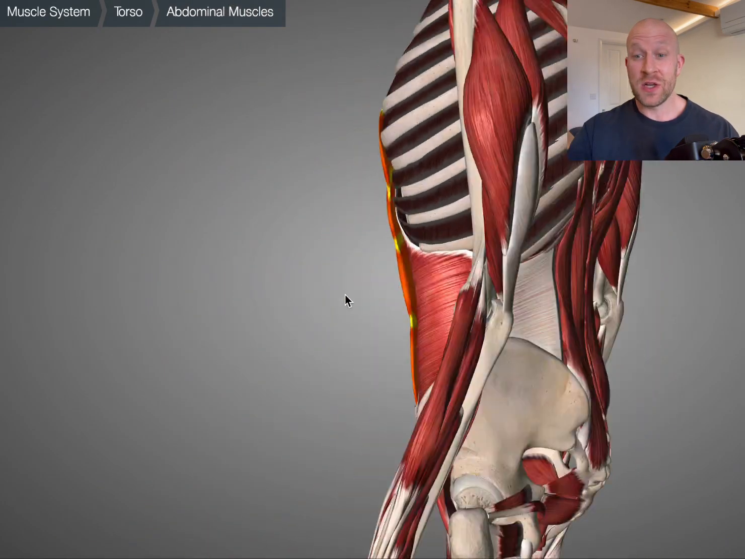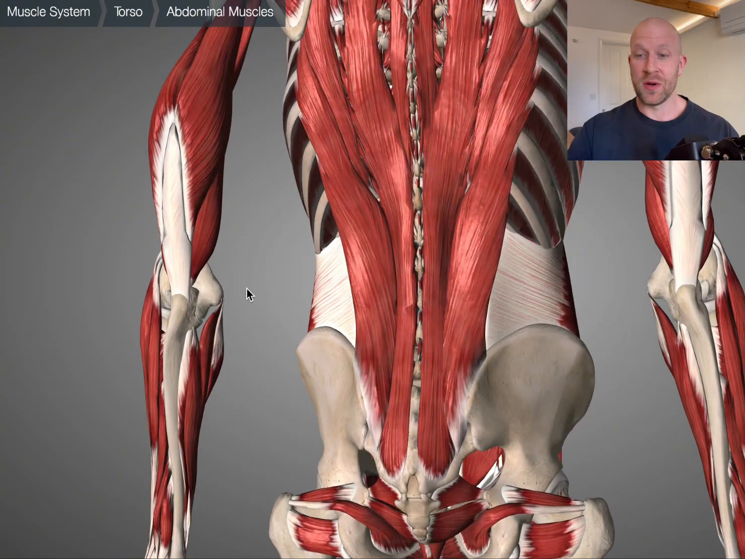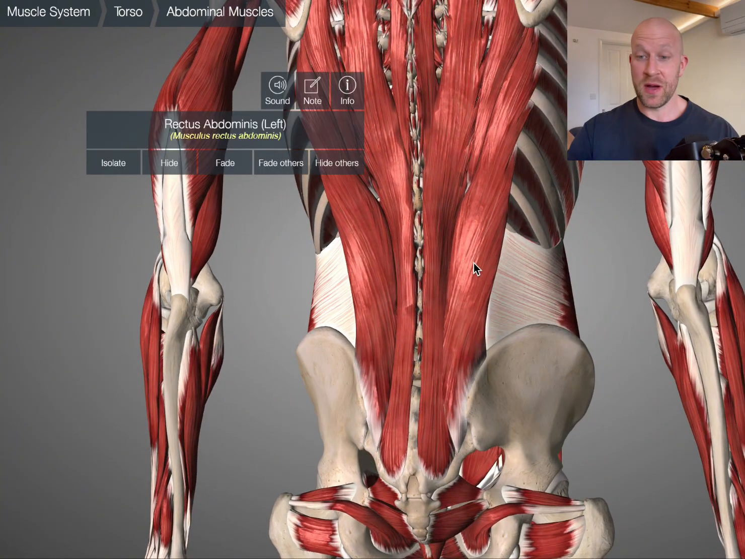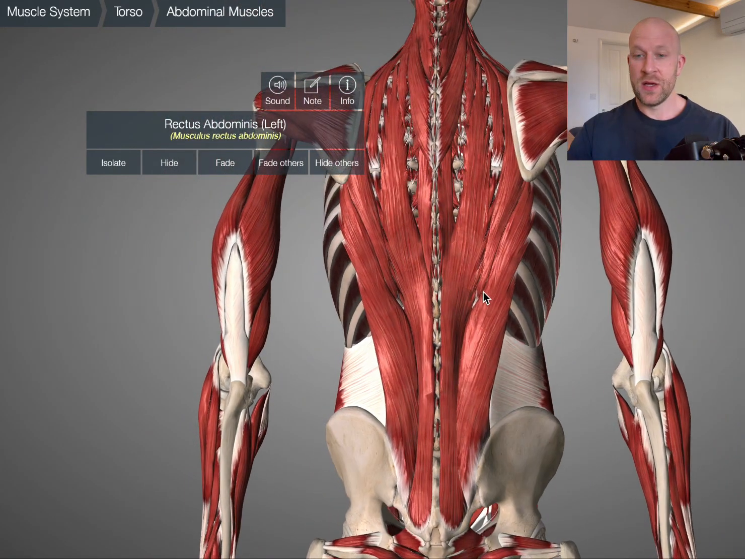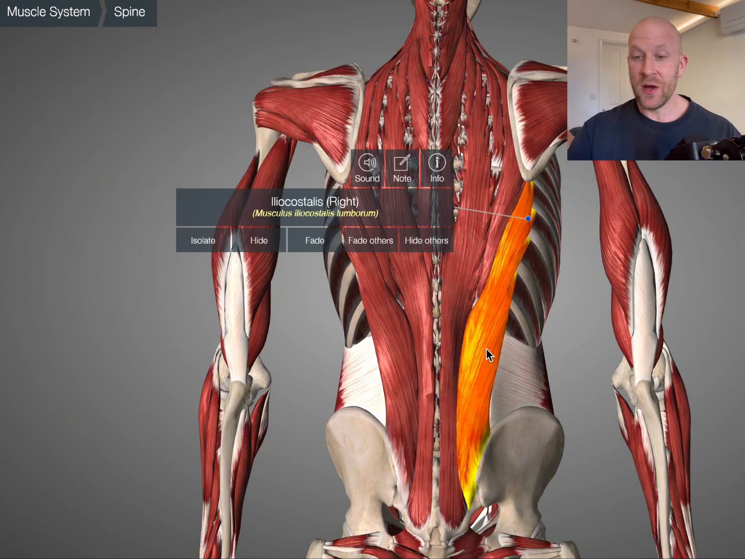So still on the outer unit, and we're coming around posteriorly, we've got the erector spinae. The erector spinae is the big muscle group at the back of the body. Posterior to the spine, it extends the spine. We can break it up into three groups, and then we can break it up even more. So we've got the iliocostalis first of all. The clue is in the name, it attaches the ilium to the costals, or the ribs.